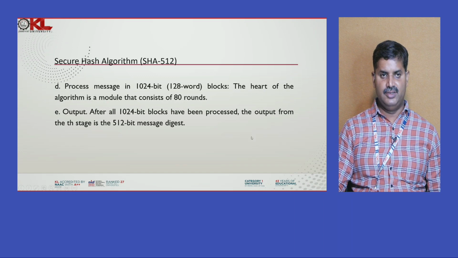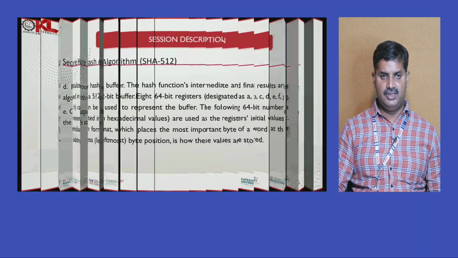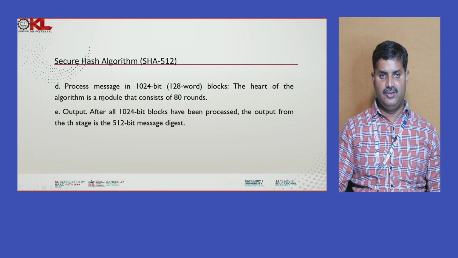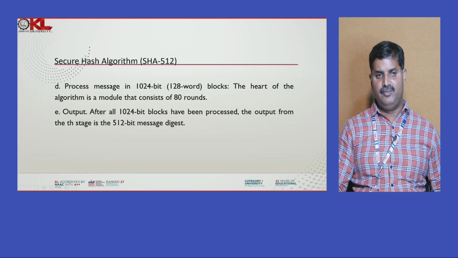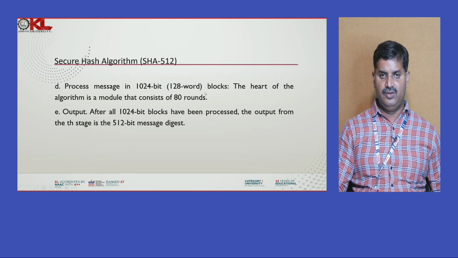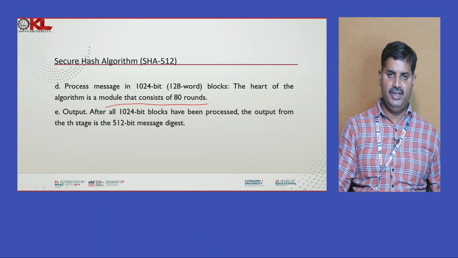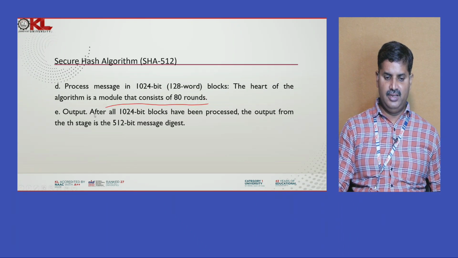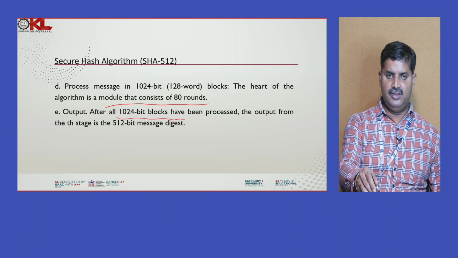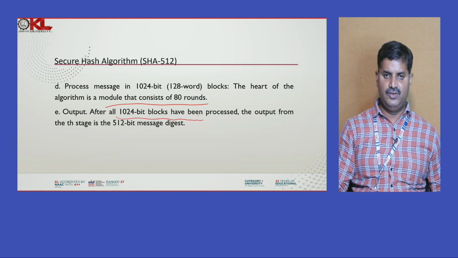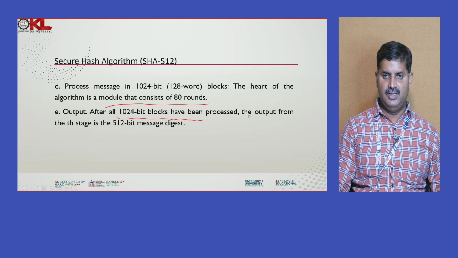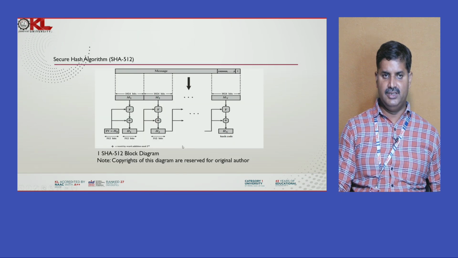In the secure hash algorithm, after the previous steps, the next step is to process the message in 1024-bit, 128-word blocks. The heart of the algorithm is a module consisting of 80 rounds. After all 1024-bit blocks have been processed, the output from each stage is a 512-bit message digest.